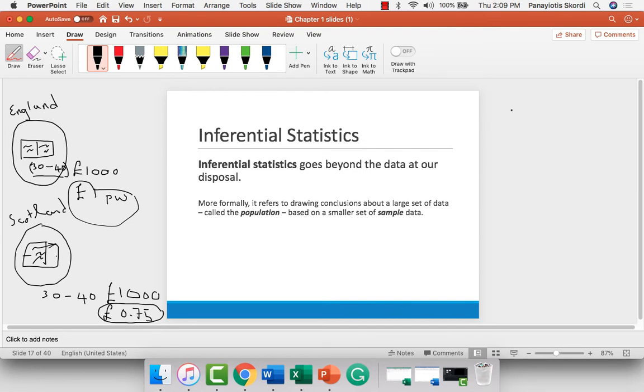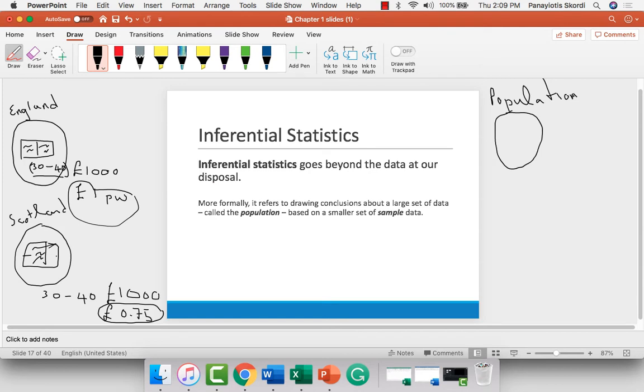Now, the word population, back in the day, it really did concern the population of England or Scotland, of a country. But the word population now is just whatever I'm interested in conducting an experiment on. So population is, well, let's take an example.